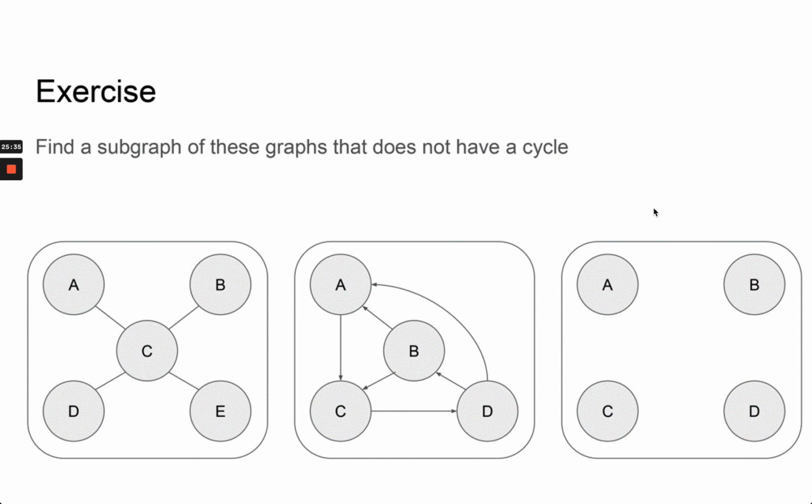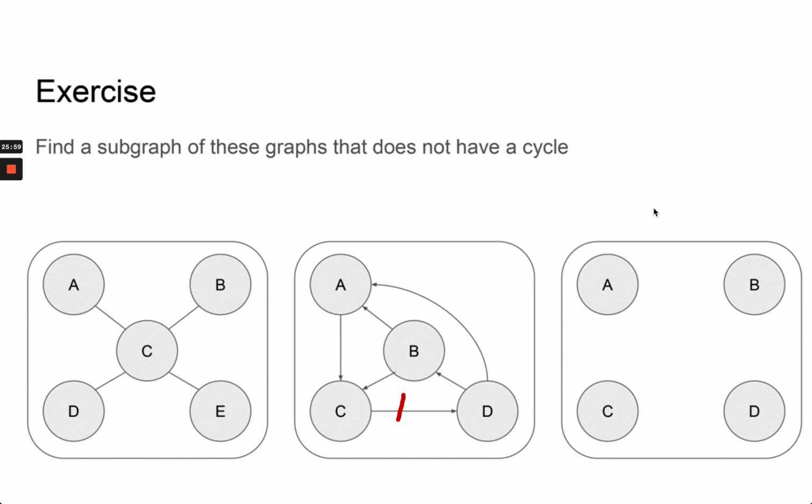So to cut off the cycle here, there are a bunch of options we can do. We can cut off the edge from C to D. And now, if I start at A, I'm stuck at C. If I start at D, I'm stuck at C. If I start at D and go through A, I'm stuck at C again.